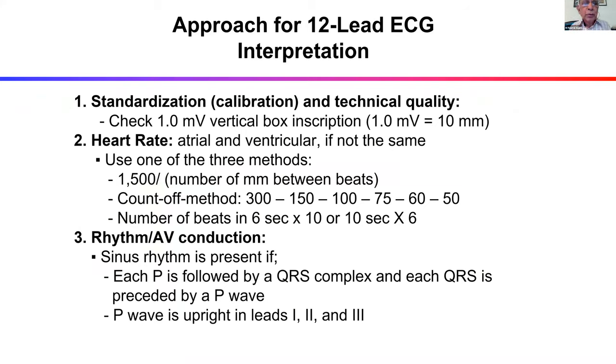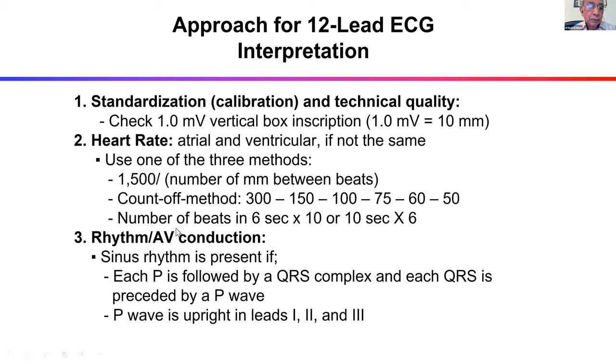So how to approach? These are a few things just to comment on, on how we report or understand for ourselves the way to interpret a 12-lead ECG. First, we must see the standardization or calibration. And you can see the usual calibration is 1 millivolt equal to 10 millimeters. We can then go for heart rate, for atrial and ventricular rate. There are different methods, and usually one of three methods is used. Anyway, I'm not going to detail them. So you have to measure the heart rate.